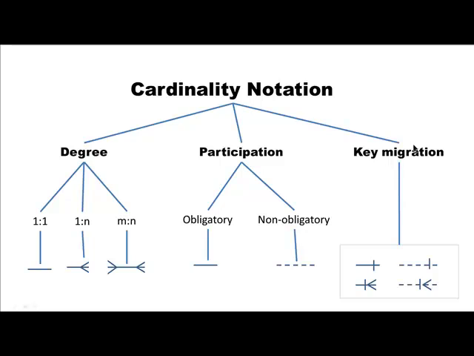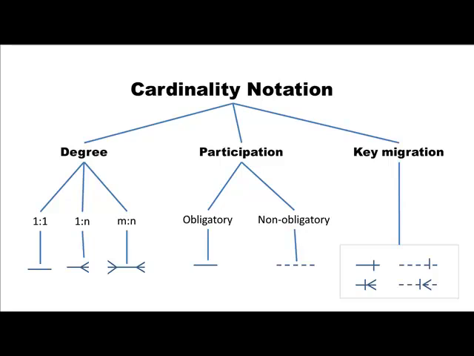And finally, we saw the notation for key migration. And this arises from the fact that in any one-to-many relationship, the primary key of the entity on the one side is always added as an attribute, as a foreign key attribute of the entity on the many side. Okay. However, because of this implicit nature, we don't actually show it in our entity relationship diagrams to avoid clutter.